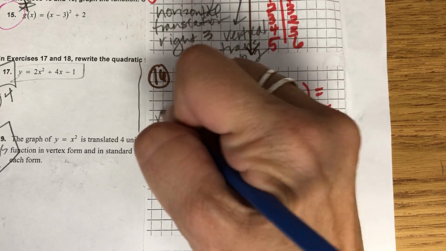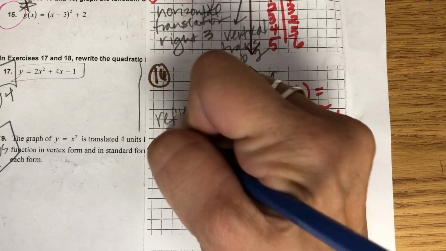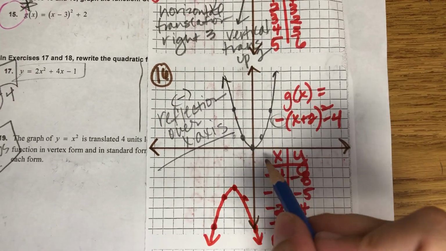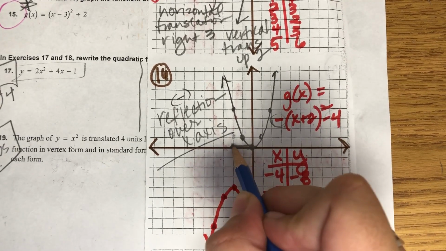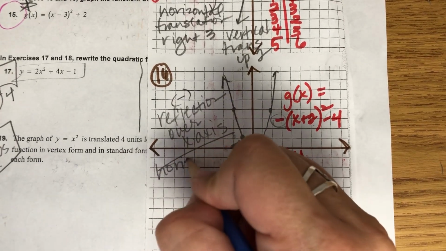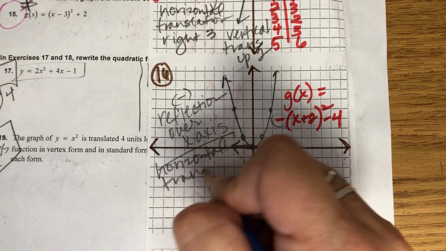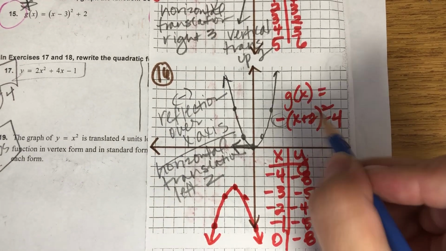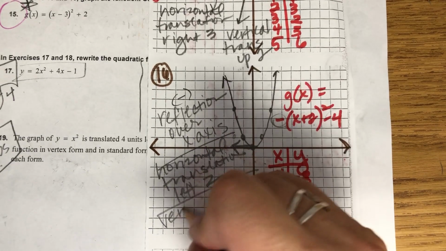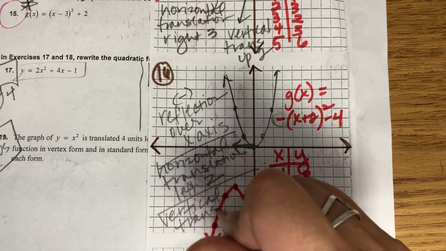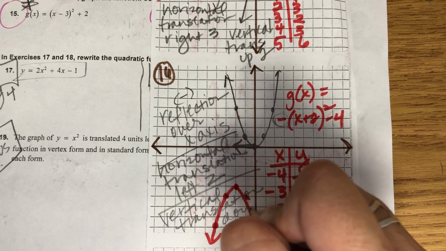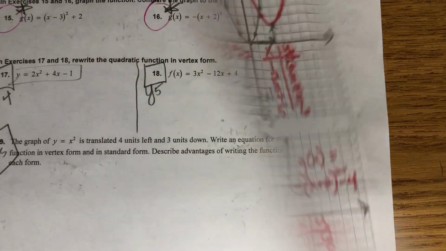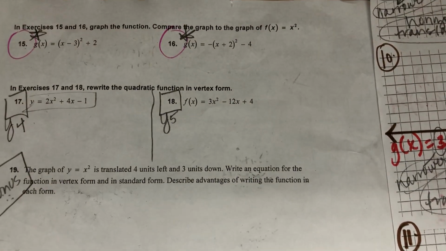We have a reflection over the x-axis from the negative. Then we have a horizontal translation left 2. And then this -4 gave me a vertical translation down 4. Cool. Now, that takes us through 15 and 16. In 1 second here, we're on to rewriting.